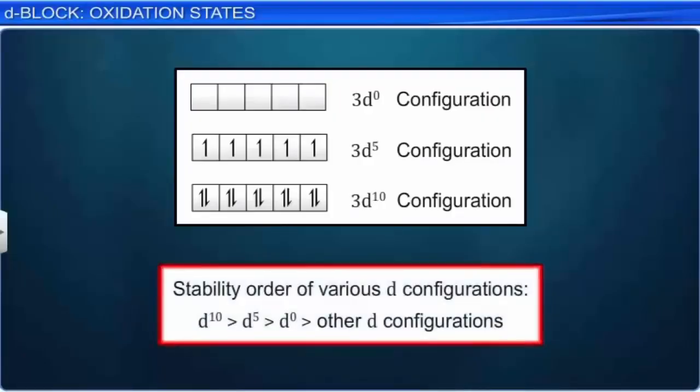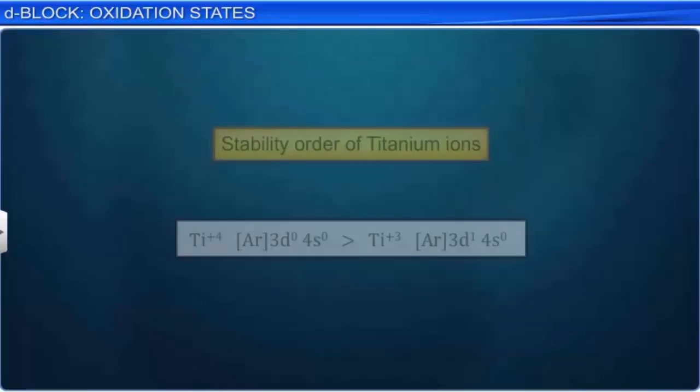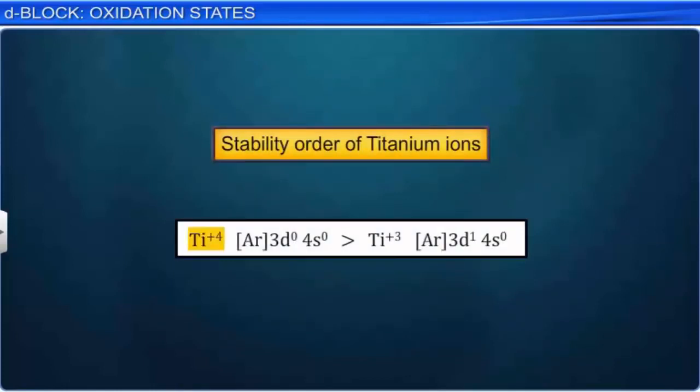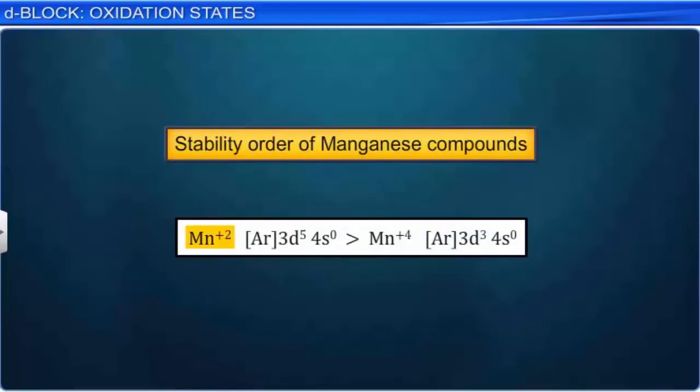The relative stabilities of various oxidation states of 3d series elements can be correlated with the extra stability of 3d0, 3d5 and 3d10 configurations to some extent. Thus, a Ti4+ ion with 3d0 configuration is more stable than a Ti3+ ion with 3d1 configuration. Similarly, a Mn2+ ion with 3d5 configuration is more stable than a Mn4+ ion with 3d3 configuration.